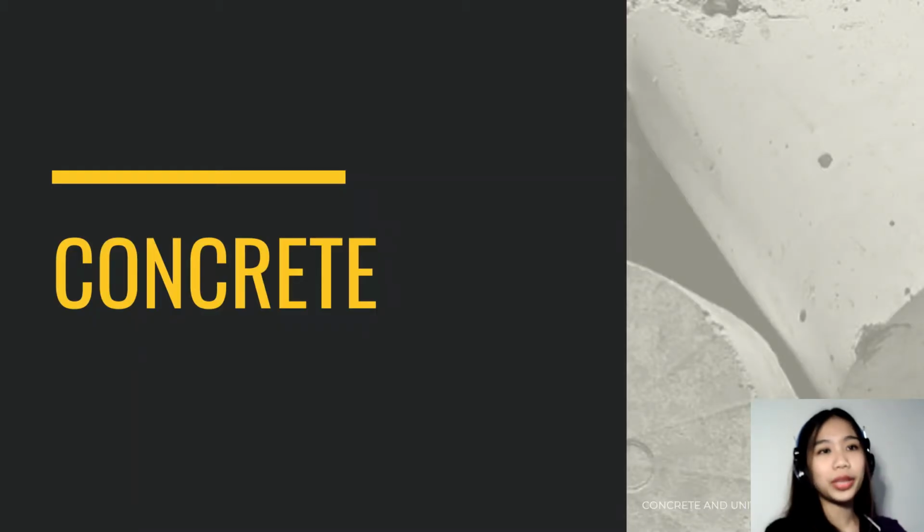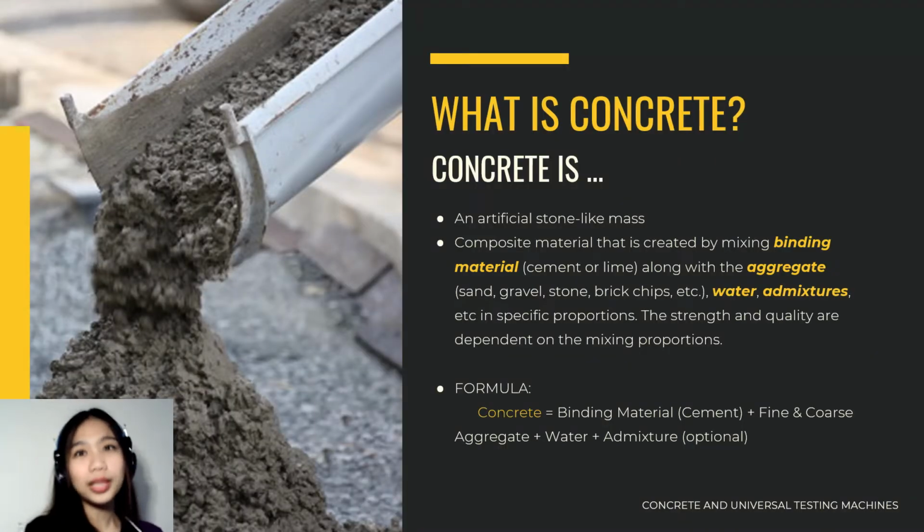So let's begin with concrete. First, what is concrete? Concrete is an artificial stone-like mass composed of binding materials, aggregates, water, and admixture. The strength and quality of a concrete depend on the mixing proportion of these components. Here we can see the formula of concrete. It combines binding materials, which is cement or lime, then fine and coarse aggregate, water, and admixtures.